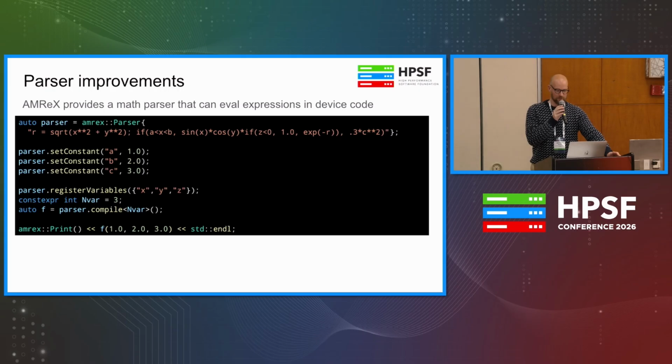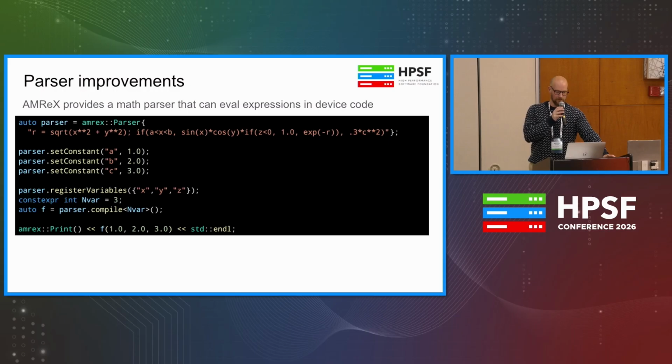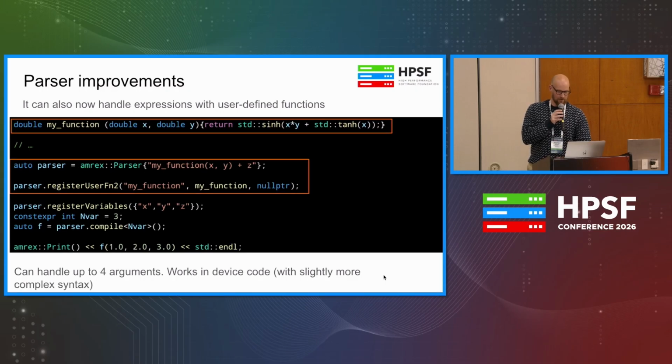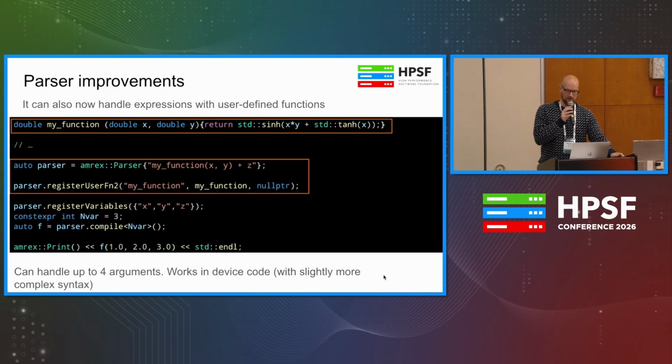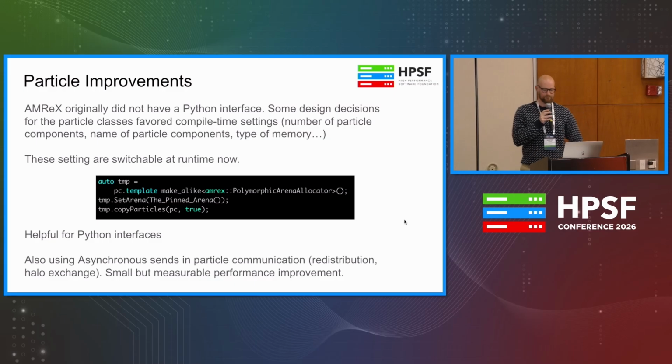Another thing that's new is improvements to the AMReX parser. There's a math parser that can evaluate expressions like that one on the device. And this is nice because people like to write text-based input files that have a density profile or something in it, so they can do that and still run on the GPU. Things that are new are support for expression chains, like that one: if A is less than X is less than B, do this. And you can also mix mathematical expressions with user-defined functions now.